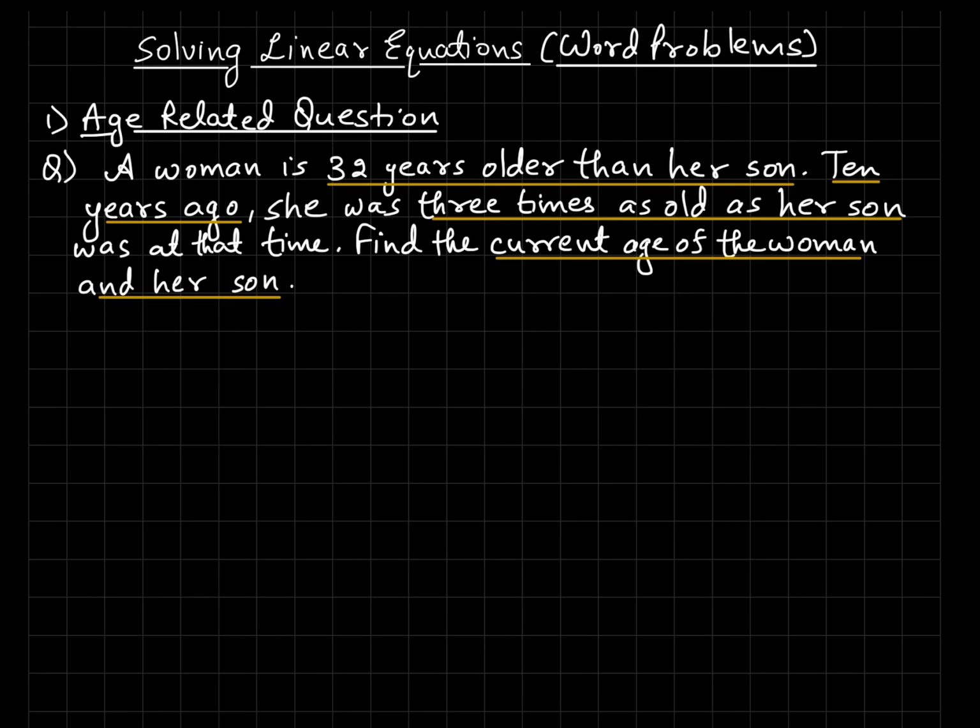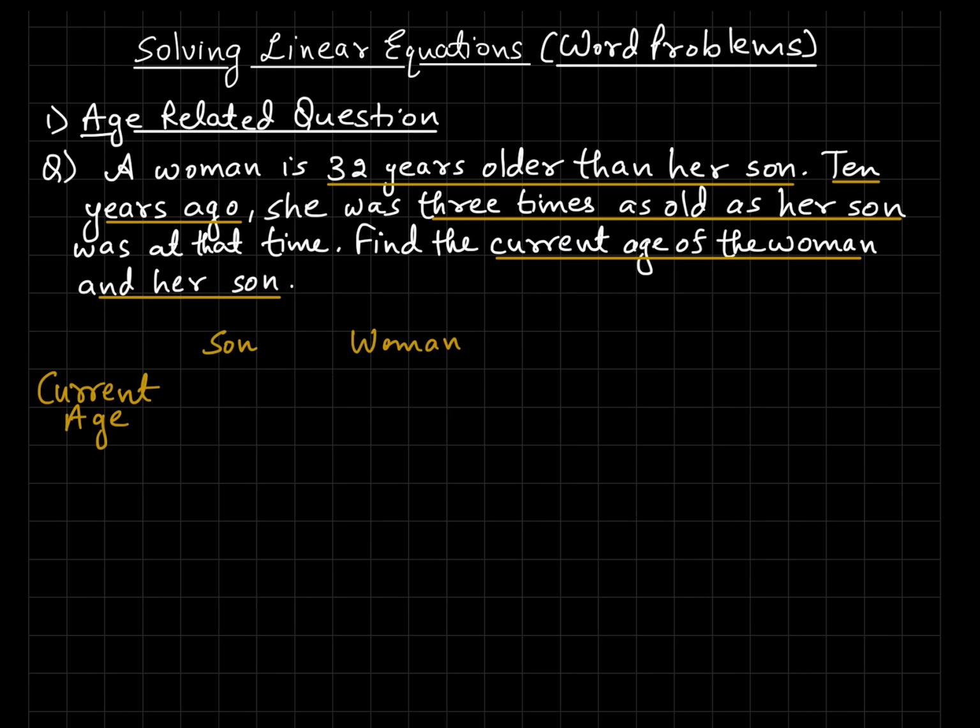In such problems, what I usually prefer to do is, I will write here son's age, and here I will write woman's age or mom's age. Now current age we have to find out, so let us write here current age. It is given that a woman is 32 years older than her son, so woman's age is compared with that of her son.